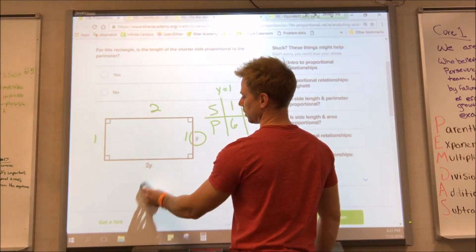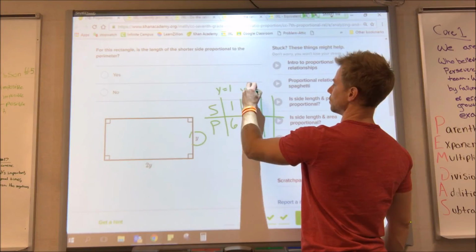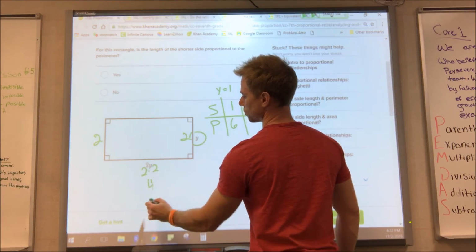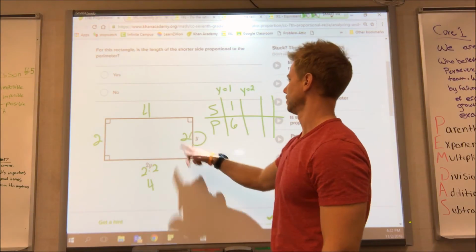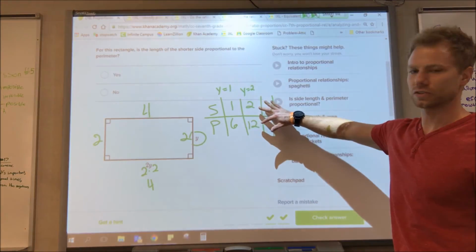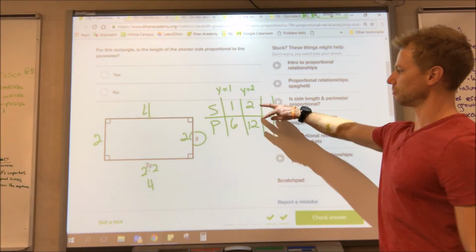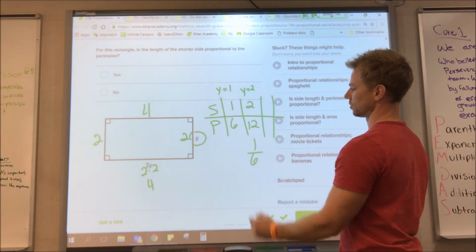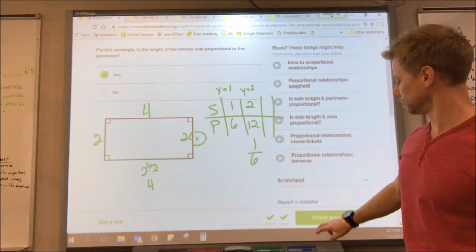Okay, now let's change our y to be 2. If y is 2, this would be 2, this would be 2 times 2, which is 4, and that would be 4. So our perimeter would be 4, 6, 10, 12, 2 and 12. Okay, now if these reduce to the same thing, we can say they're going to be proportional. So 2 over 12, greatest common factor is 2. 2 divided by 2 is 1. 12 divided by 2 is 6. So yeah, they reduce to the same ratio. So we can say they are proportional.